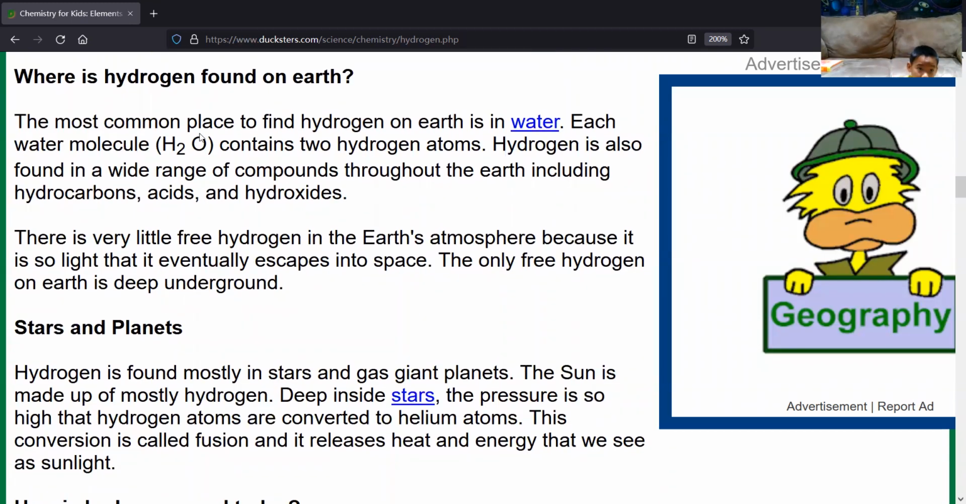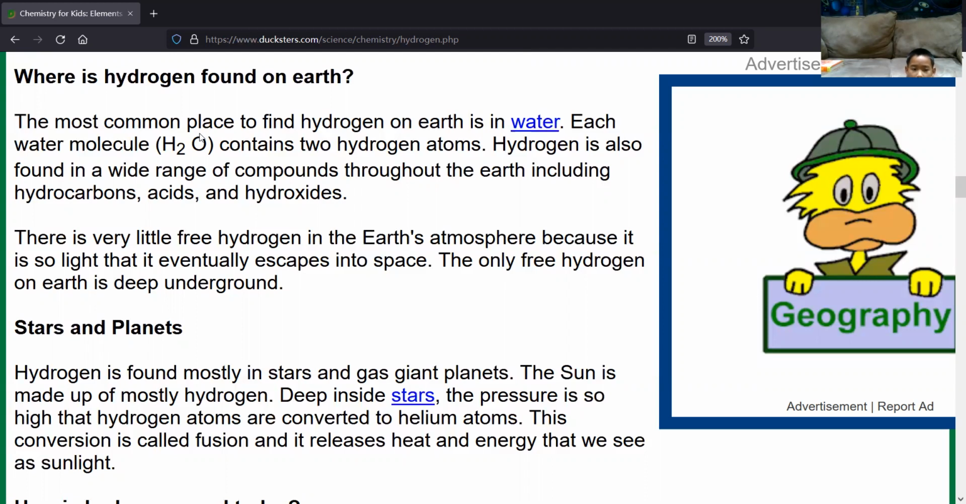Where is hydrogen found on Earth? The most common place to find hydrogen on Earth is in water. Each water molecule contains 2 hydrogen atoms. It is also found in a wide range of compounds throughout the Earth, including hydrocarbons, acids and more. There is very little free hydrogen in the Earth's atmosphere because it is so light that it escapes into space. The only free hydrogen on Earth is deep underground.